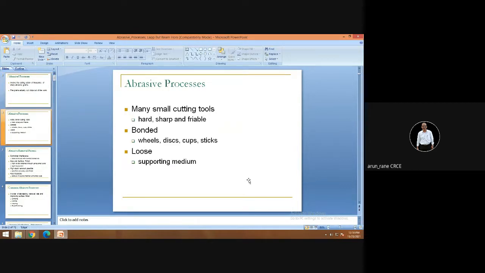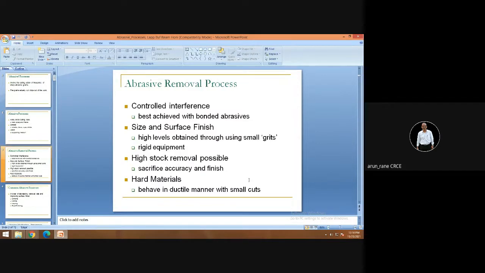And there are many abrasives. These are basically very small grains, and they are hard and very sharp. On the rotating wheel, these grains are bonded using some bonding techniques and some bonding media. And there is some gap between the two grains.